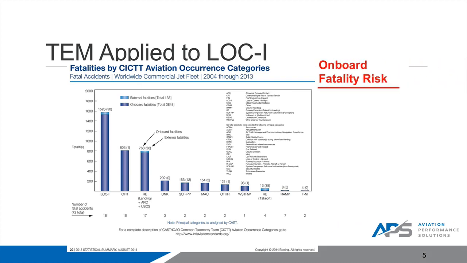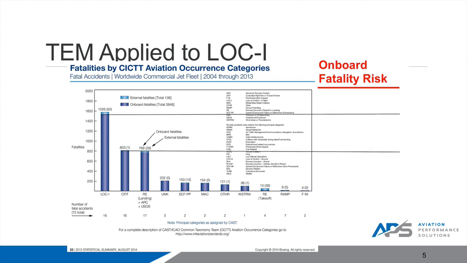What is the risk of being an onboard fatality in relation to loss of control in flight? We can see loss of control in flight is the leading factor, with controlled flight into terrain being second by a long shot. As well, runway excursions on landing, as well as abnormal runway contacts and undershoots and overshoots, are about the same amount in each category. You're still twice as likely to die from a loss of control in flight mishap as from a controlled flight into terrain incident or a runway excursion on landing.